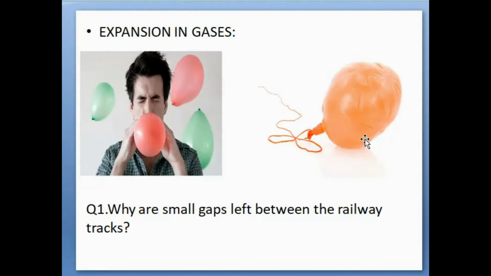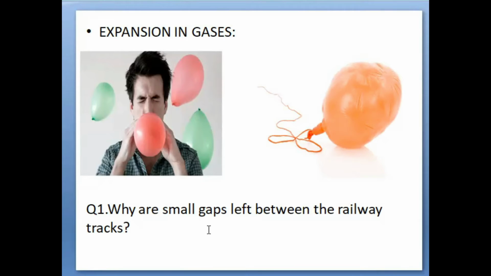Question number 1. Copy it down in your notebook and write it down. I will dictate the answer. Why are small gaps left between railway tracks?